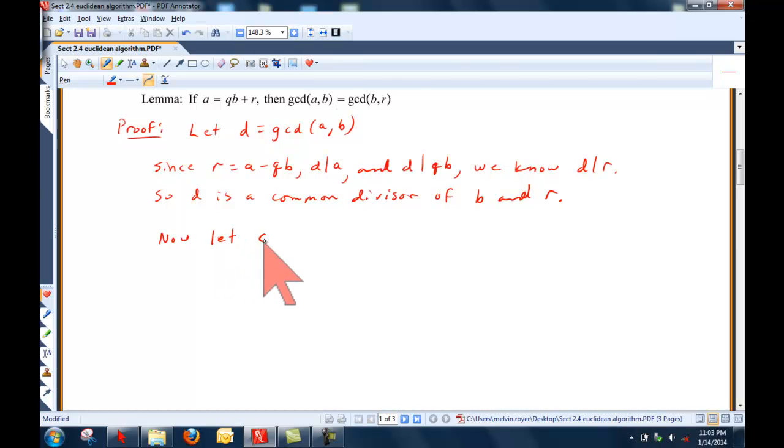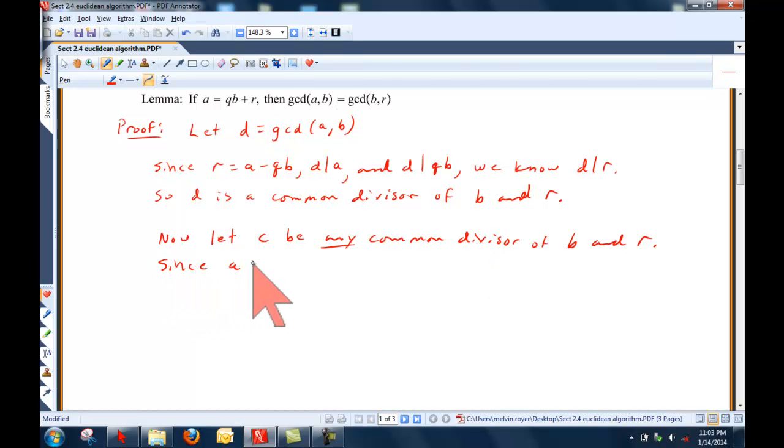let's let another integer C be any common divisor of B and R. And what we really want to show now is that D is greater than or equal to C. So if I have a number that's a common divisor and it's greater than or equal to any other common divisor, then by definition it's the greatest common divisor. So here we go on that.